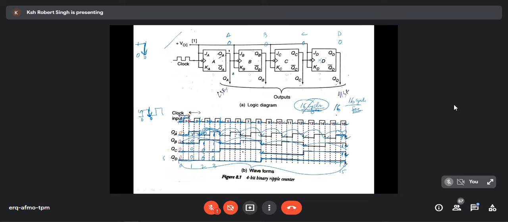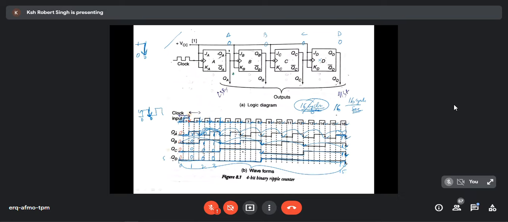Are all the flip-flops getting triggered simultaneously at one time? Are all the 4 flip-flops getting activated simultaneously at one time in this diagram that we have discussed? No, it's obviously no.